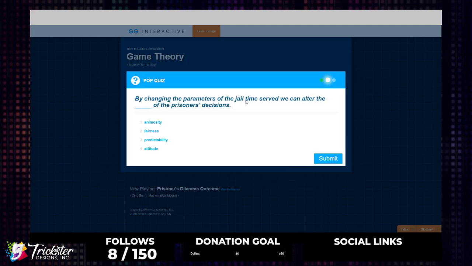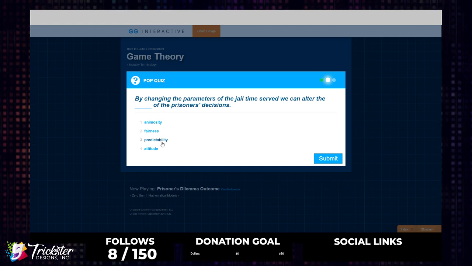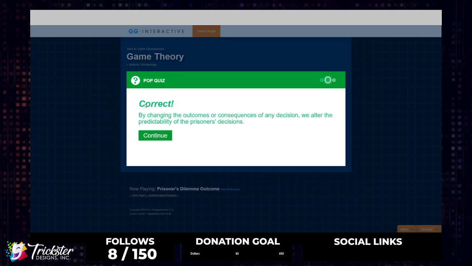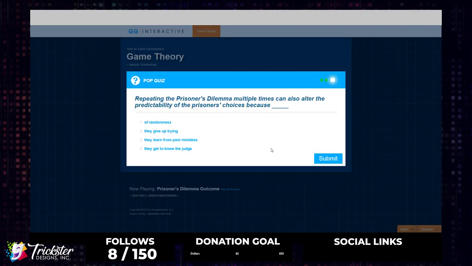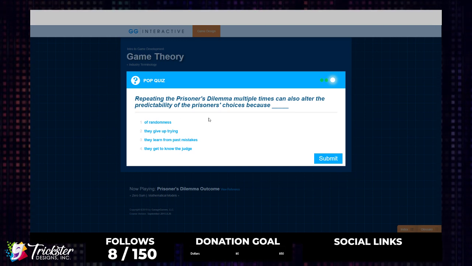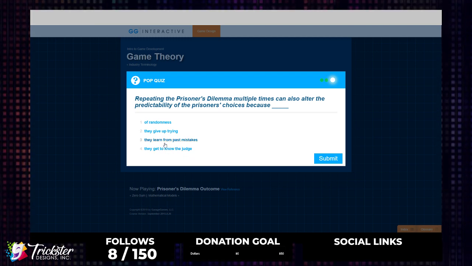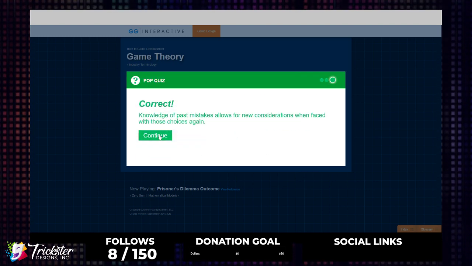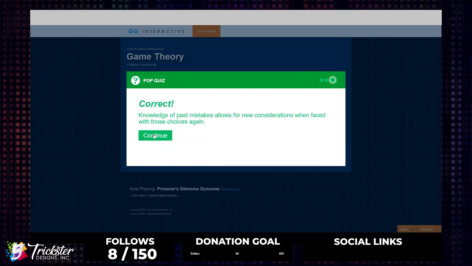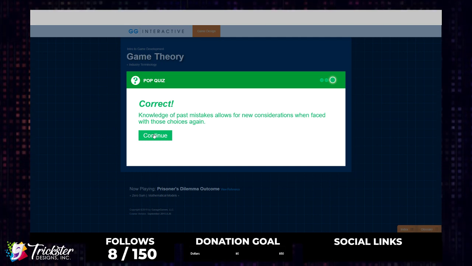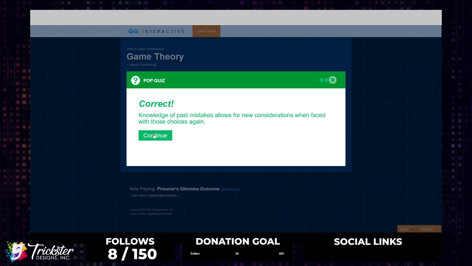By changing the parameters of the jail time served, we can alter the predictability of the prisoner's decision. Repeating the prisoner's dilemma multiple times can also alter the predictability of the prisoner's choices because they learn from past mistakes. Although that's not technically correct, it kind of... If you get to do something over and over and over again, yeah, you learn from past mistakes. End up finding the path most suitable for you.